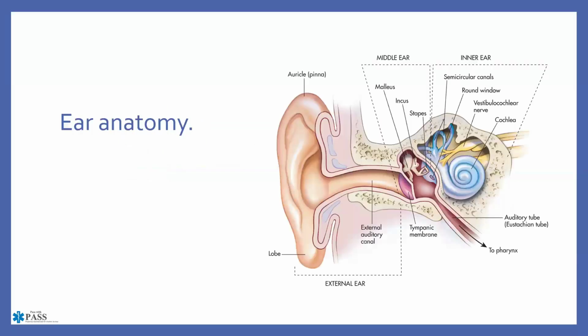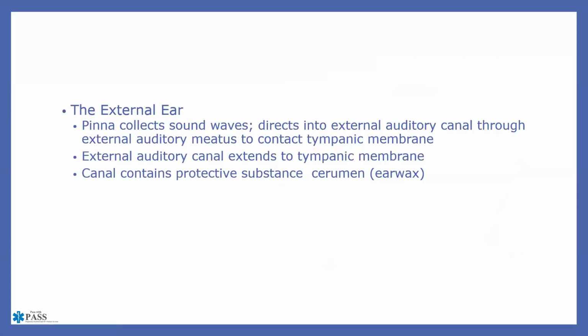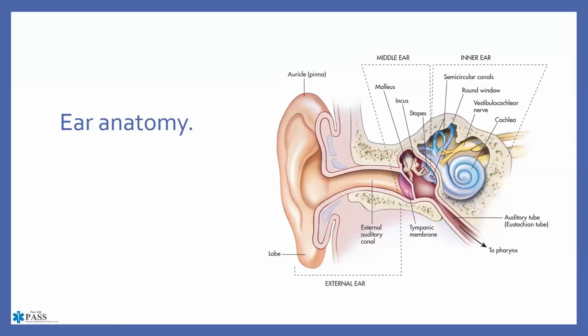So if we look on this screen here, here is your pinna, also known as the auricle, and that is what is responsible for pulling that sound in and then directing it to that external auditory canal, or the inside of the ear as we may think of it. So the external auditory canal extends to the tympanic membrane. I'll show you what that looks like here in just a second. And that canal contains a protective substance called cerumen, or more commonly and affectionately known as earwax.